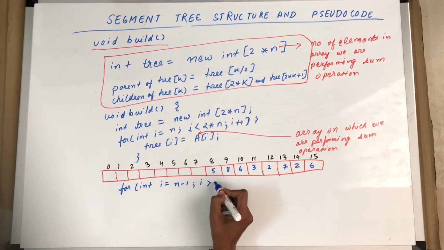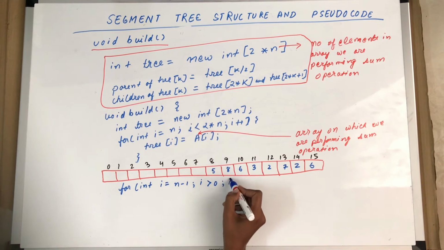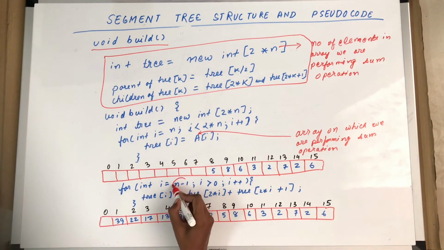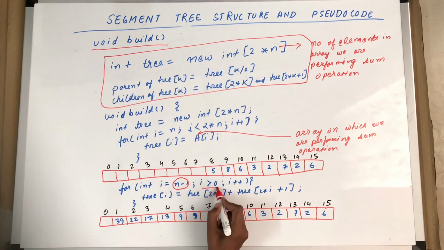Following for loop calculate their values. You should note that in this for loop we start from n minus 1 and go till index 1, which is the root node. This is because we need child elements before we calculate value for parent node. You should agree with me that building a segment tree is simple.